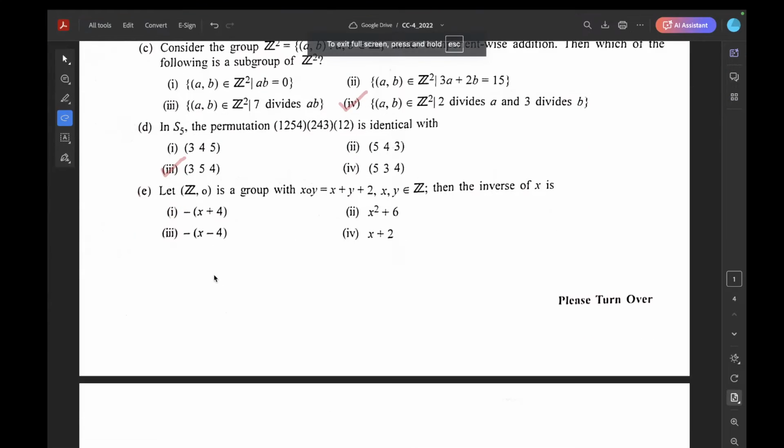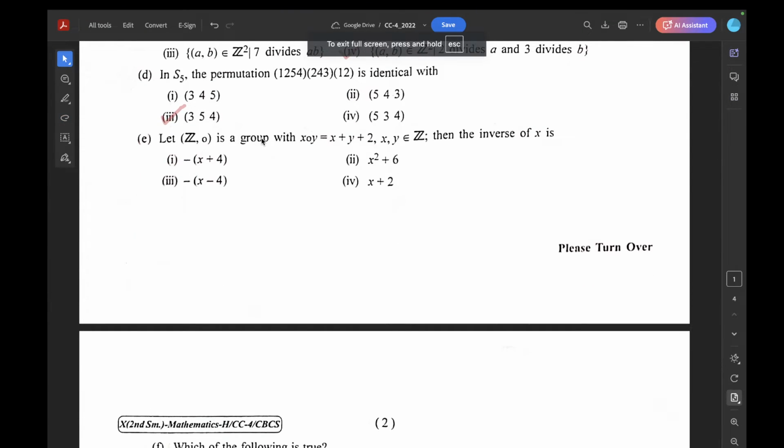Next question E. Let Z naught be a group with x naught y equal to x plus y plus 2, x, y belongs to Z. Then the inverse of x is what?